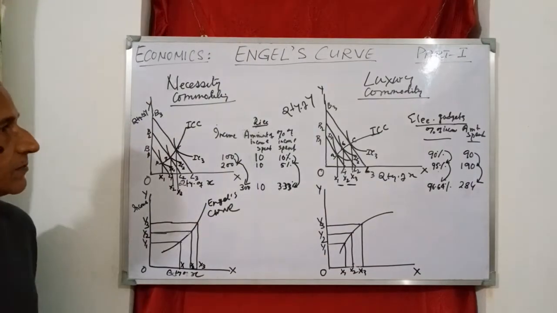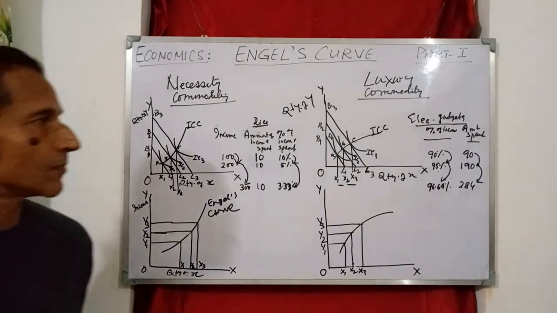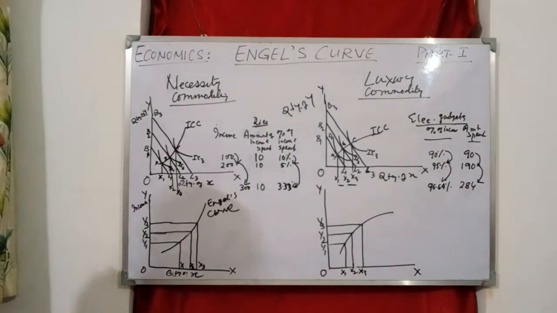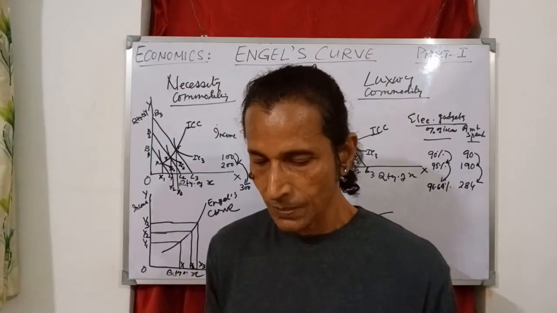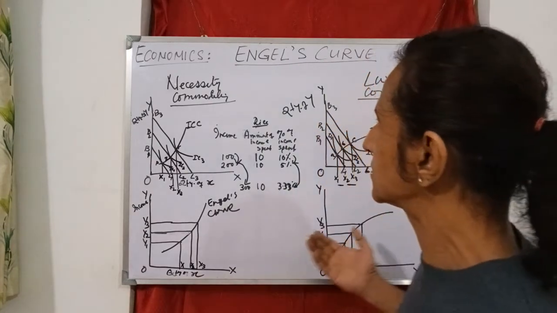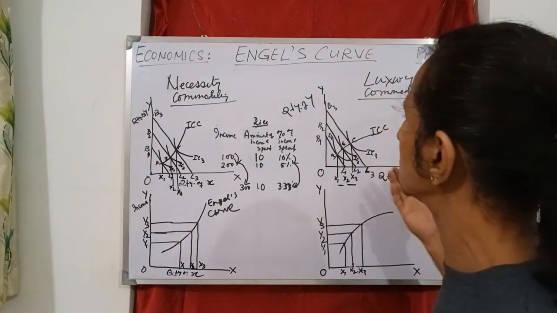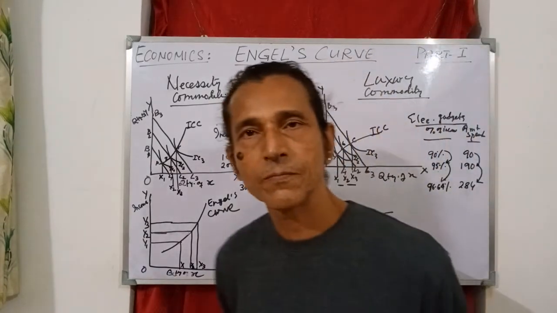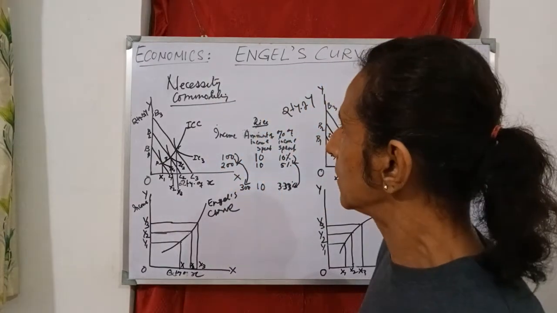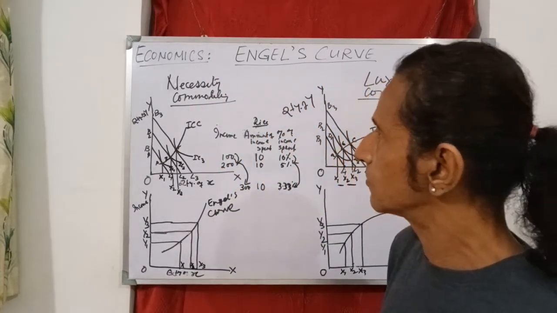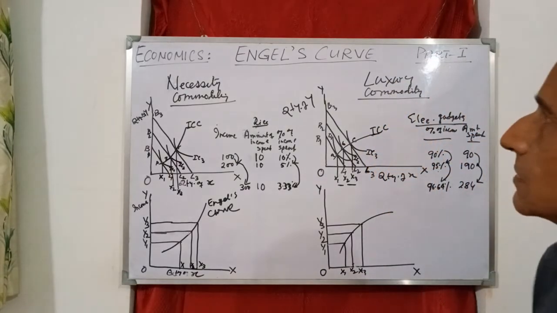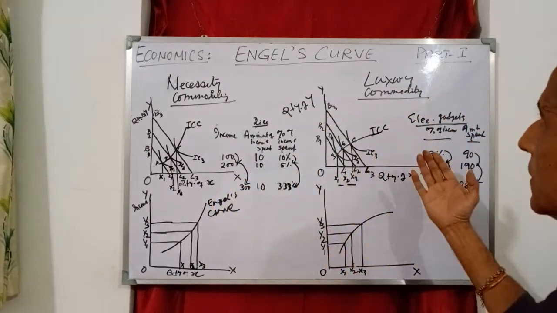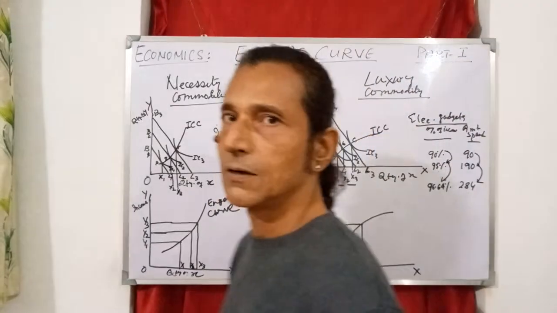So this is Engel's curve, and this is the law of Engel or Engel's law, and the Engel's curve is based on Engel's law. So what we have discussed today? We have discussed Engel's curve. What is Engel's curve? What is Engel's law? And how the Engel's curve can be derived from the income consumption curve with regard to a necessity commodity and a luxury commodity. Okay.